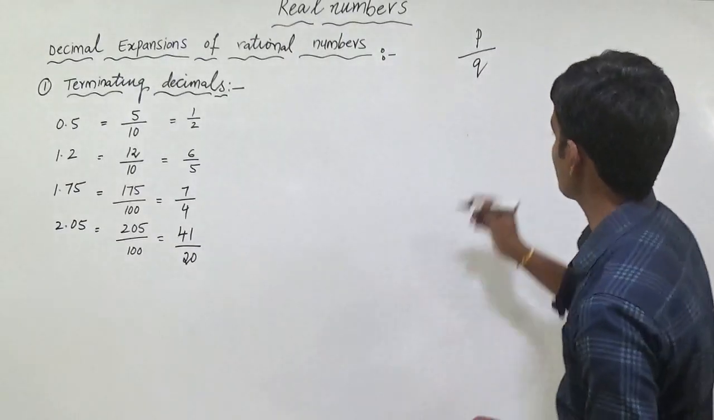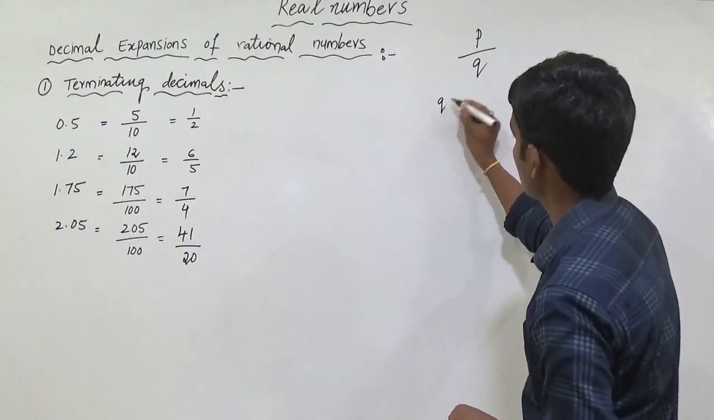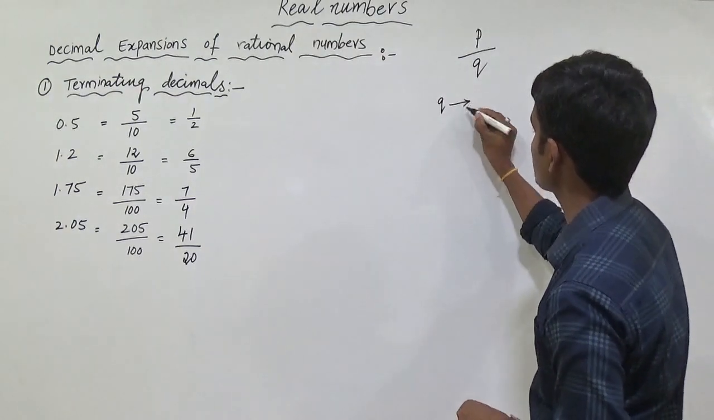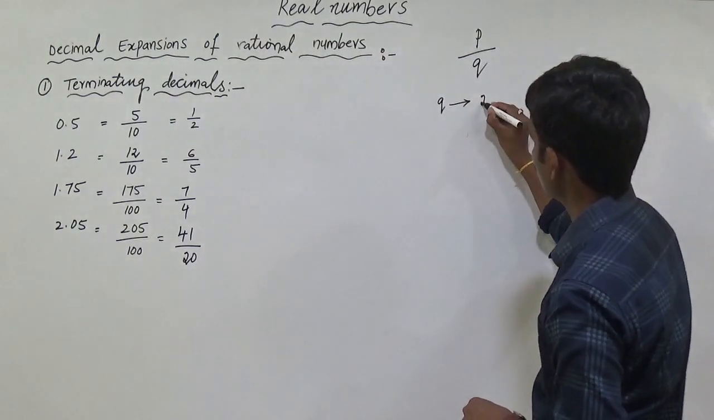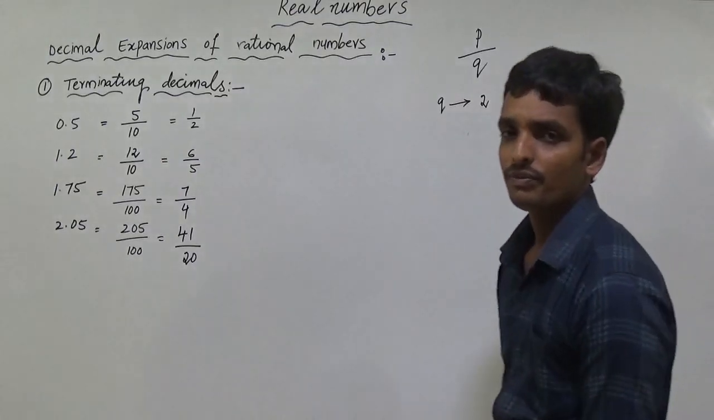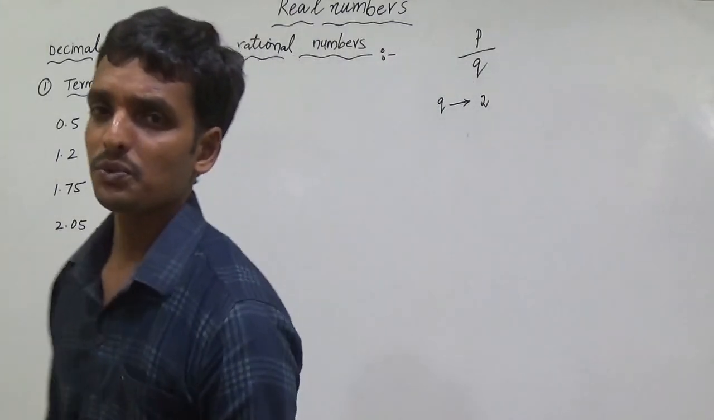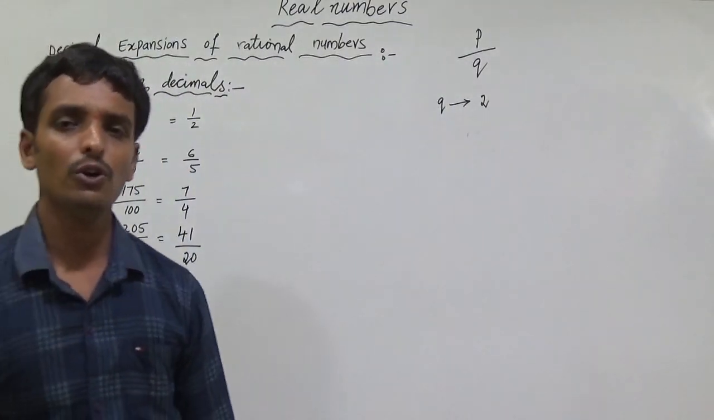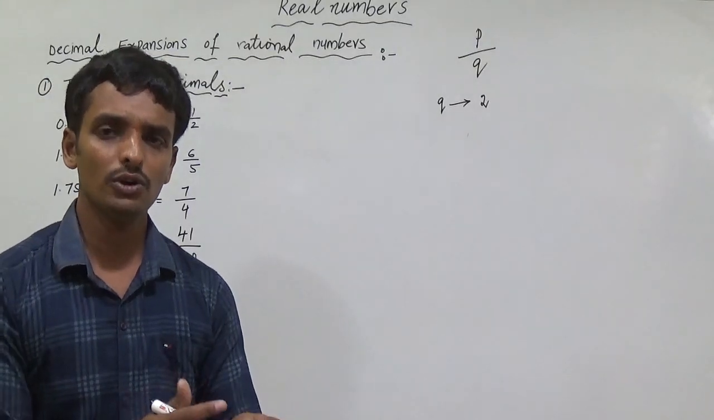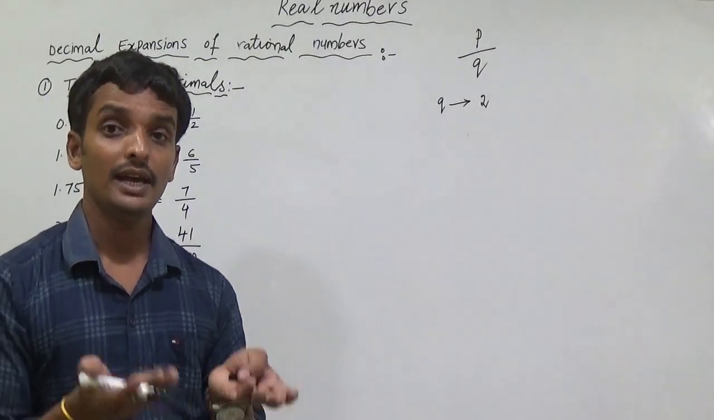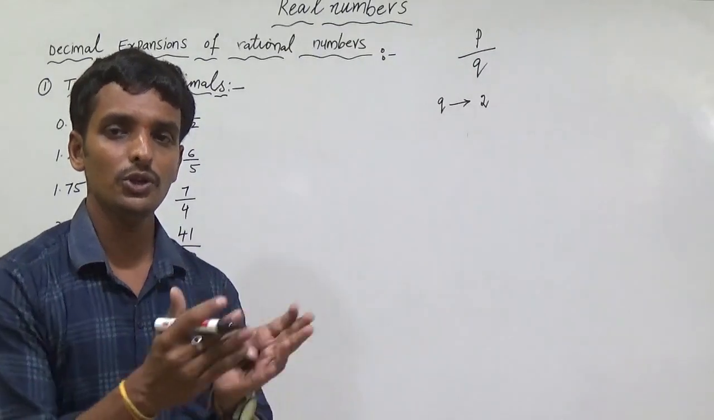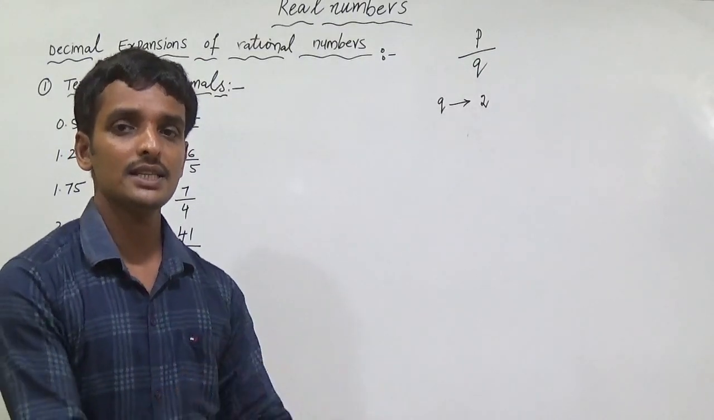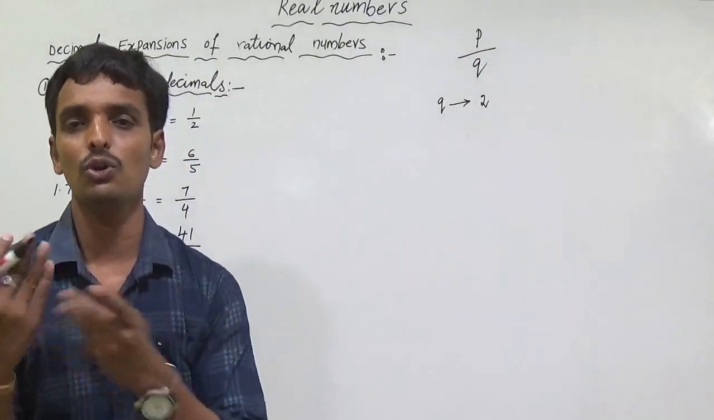Where the denominator q is in the form of only 2's. The denominator has only 2's. For example, 4 means 2 into 2. 8 means 2 into 2 into 2. 16 means 2 into 2 into 2 into 2. Only 2's are there.